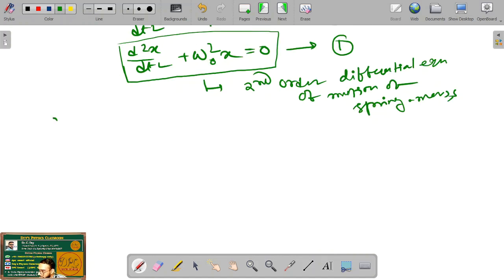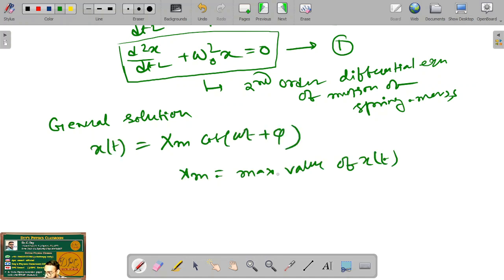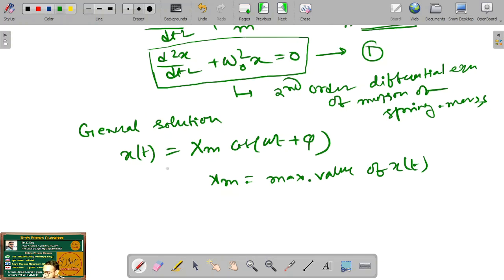So its general solution would be x equals to xm into cos of omega t plus phi, where xm is maximum value of x, that is displacement. So the general solution would be x(t) equals to xm into cos of omega 0 t plus phi, where xm is the maximum value of displacement, omega 0 is the angular frequency, and phi is the phase constant.